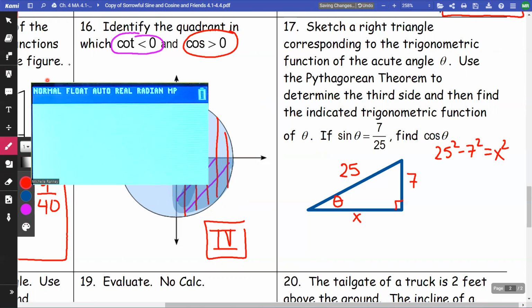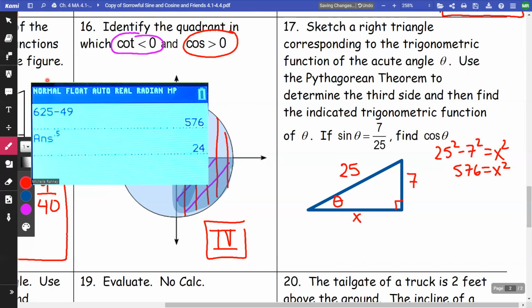So I could do basically 625 minus 49, which is equal to 576. And when I take the square root of 576, I end up with 24. So this is going to be a 24. And so if they want us to find the cosine of our angle, it's going to be 24 over 25.